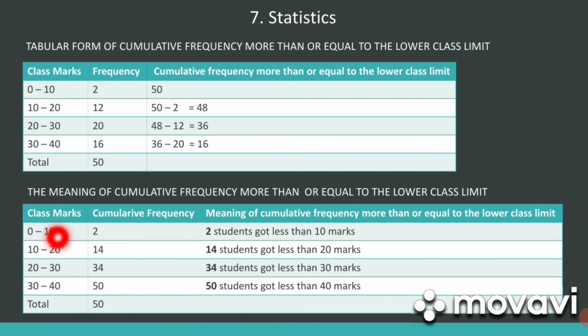For class mark 0 to 10, the cumulative frequency is 2, which means that 2 students got less than 10 marks. For class mark 10 to 20, the cumulative frequency is 14, which means that 14 students got less than 20 marks. For class mark 20 to 30, the cumulative frequency is 34, which means that 34 students got less than 30 marks. And for class mark 30 to 40, the cumulative frequency is 50, which means that 50 students got less than 40 marks.